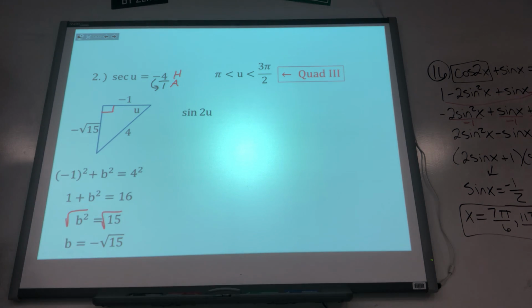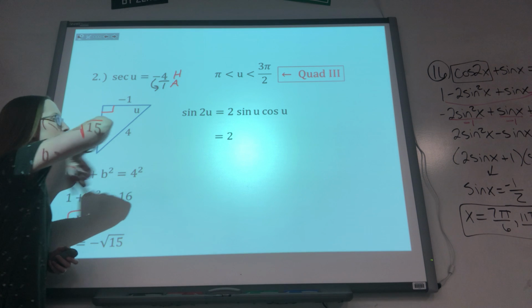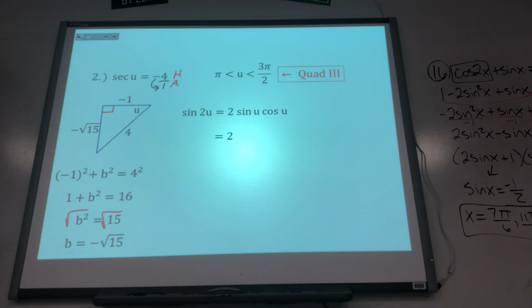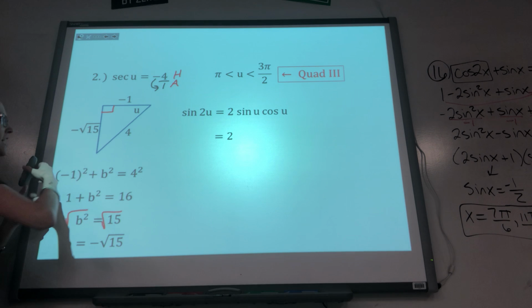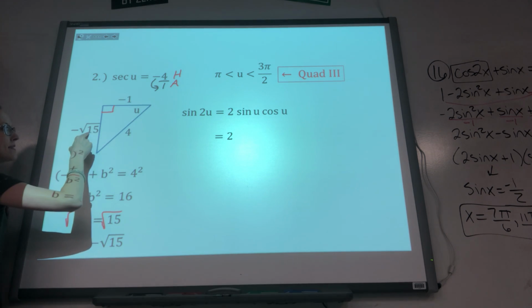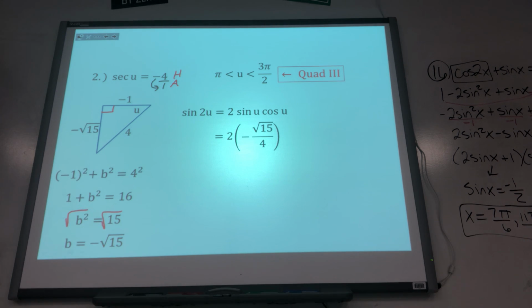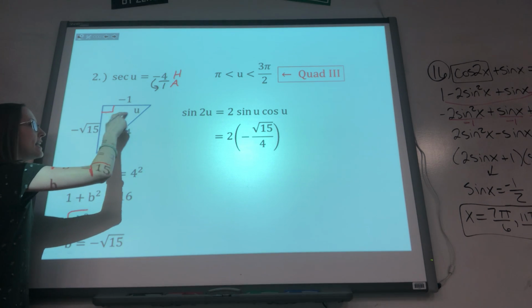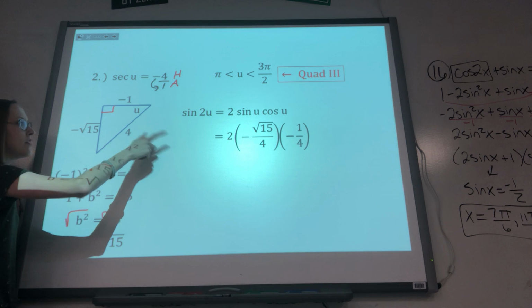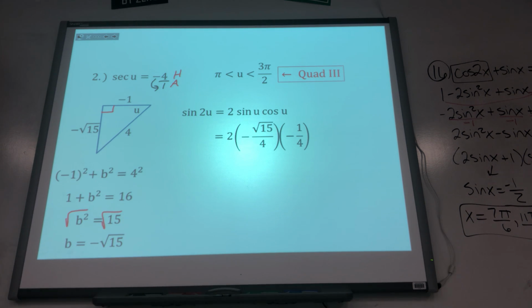All right, on to our formulas. Sine of 2u. I've got 2 sine of u, cosine of u. Now, let's keep the 2 out front and then use our triangle to help us with the next couple parts. Sine is opposite over hypotenuse, so that would be negative square root of 15 over 4. Cosine is adjacent over hypotenuse, so that would be negative 1/4.